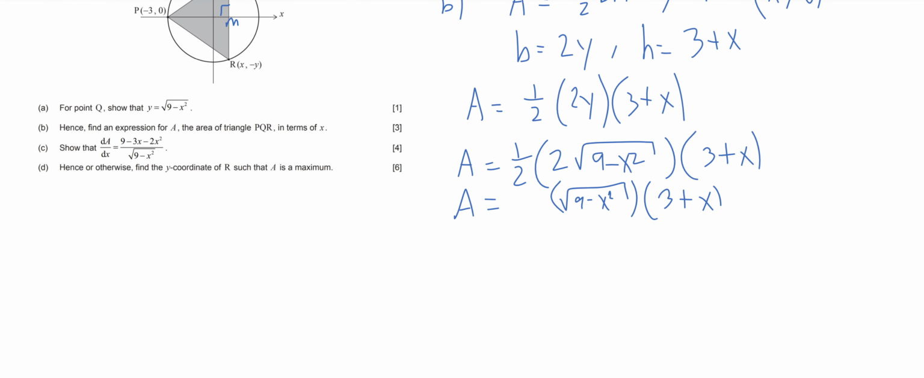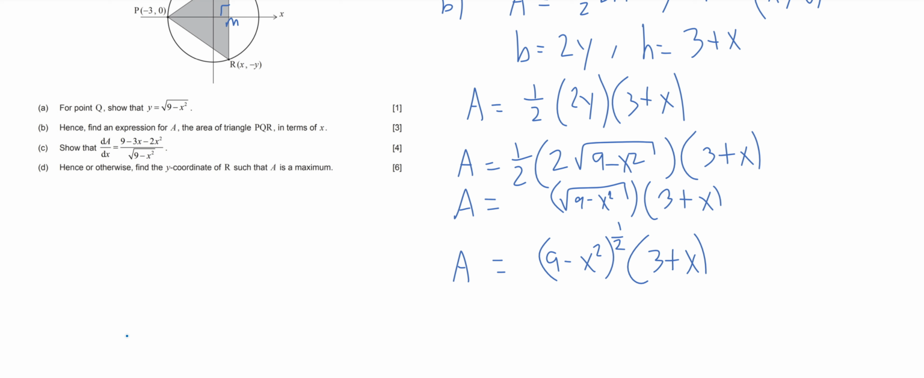Looking ahead to part C, C involves differentiating our expression for A. So I will rewrite A as 9 minus x squared to the half multiplied by 3 plus x, because the way you differentiate roots is by changing them into fractional powers. The square root of 9 minus x squared is the same as 9 minus x squared to the half. So that's the expression for the area A.